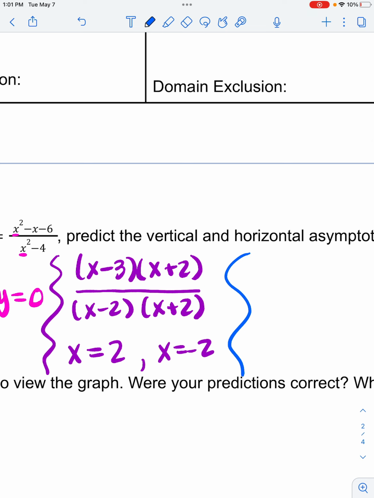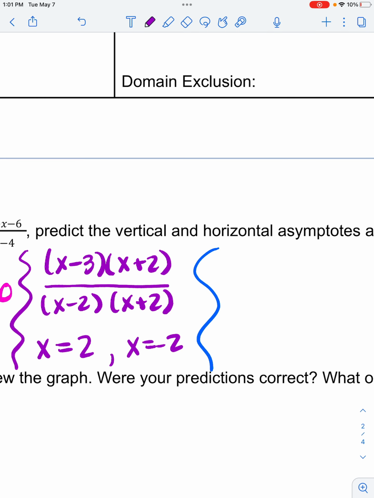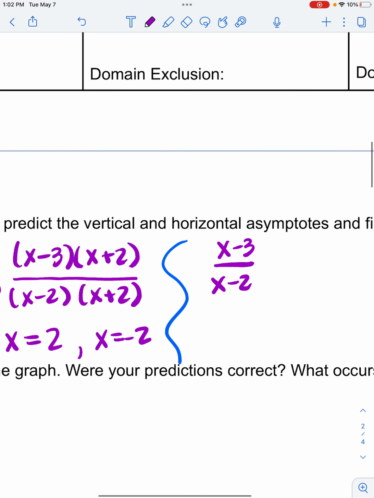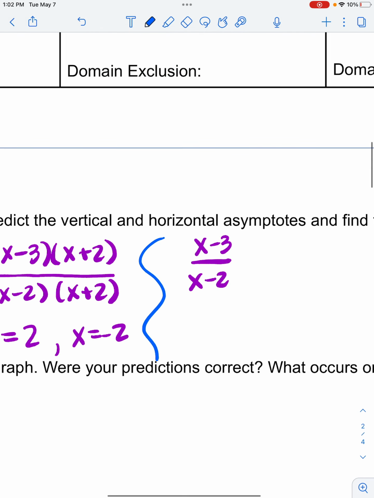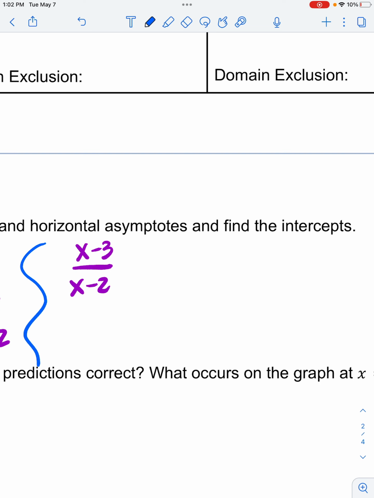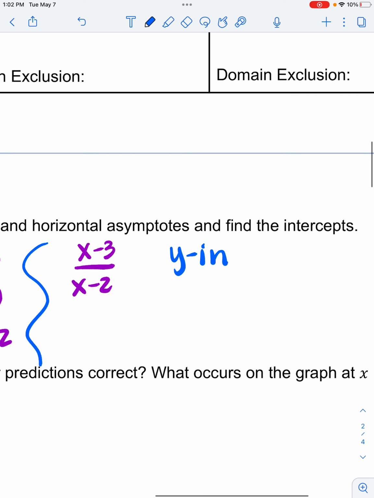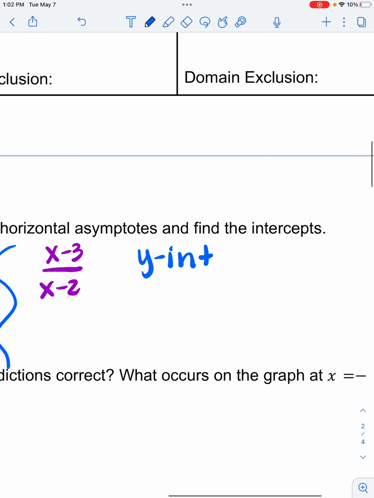Then my intercepts, my y-intercept, I just substitute in 0. And it's actually better if you substitute 0 into what the function's going to be after you divide it out. So because I can divide out that x plus 2 on the left-hand side, this leaves me with x minus 3 over x minus 2. So this is what I'm going to use to find my intercepts. So I think what's going to happen is that the y-intercept, if I plug in 0 for the x here, it's going to be 0 minus 3 over 0 minus 2, thus positive 3/2.